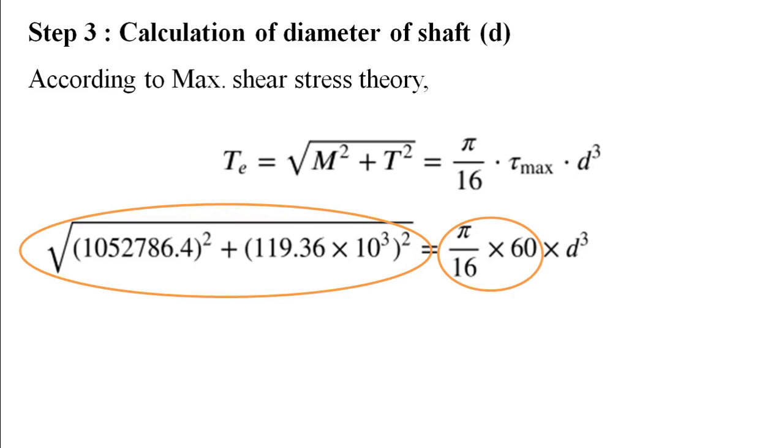From that calculation, we will get the d cube value. Then you can press on your calculator the cube root of that answer. We will get the diameter as 44.8 mm. Means we can write down the final answer as 46 mm, the next even digit.